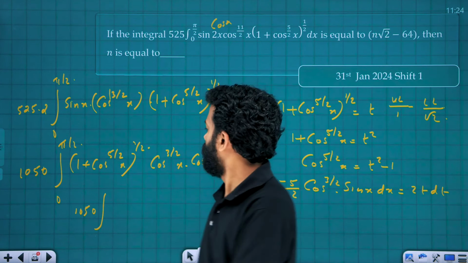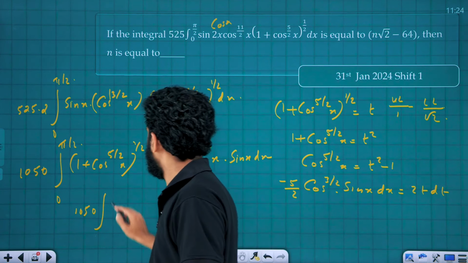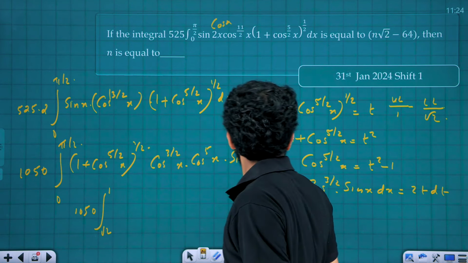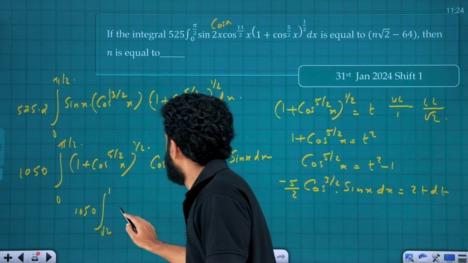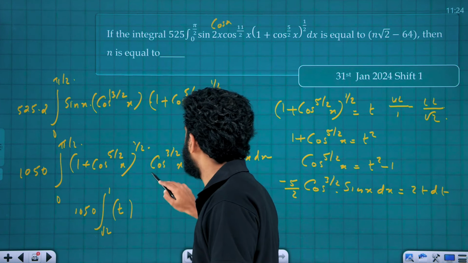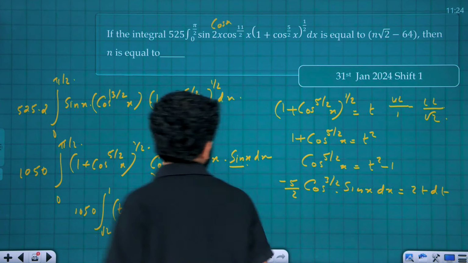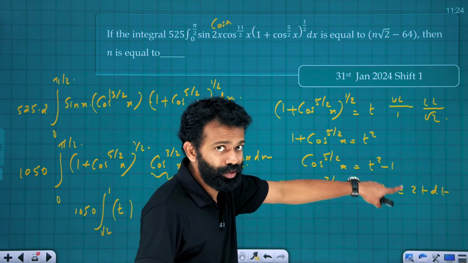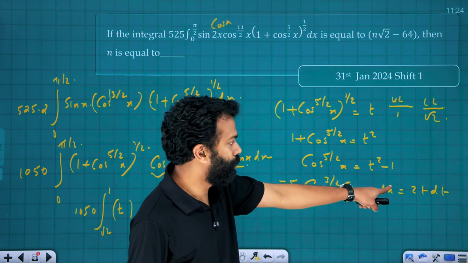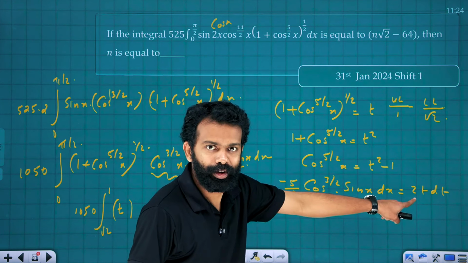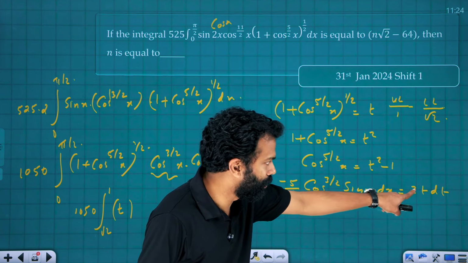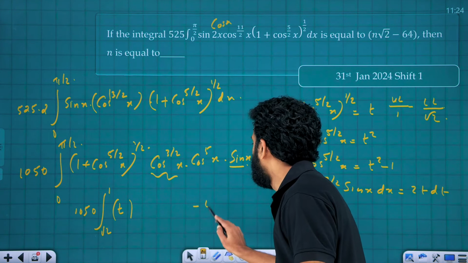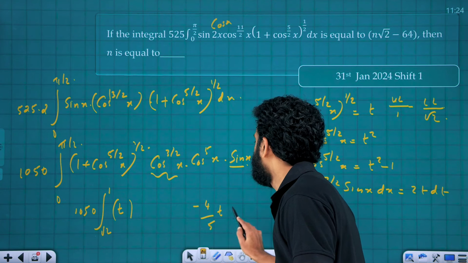So, let's formulate like this. That is, the upper limit is 1 and the lower limit is root 2. It will be like t into, what is cos^(3/2) x into sin x dx? From here, you need to formulate that. It will be minus 4 by 5, right? Minus 4 by 5 into t dt.